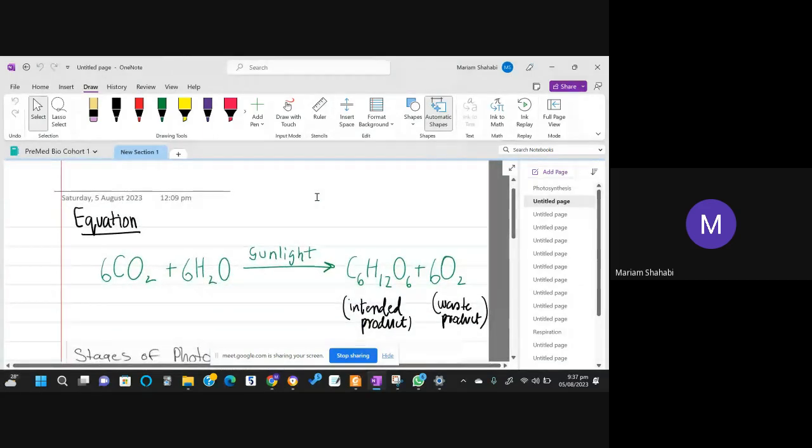This is the very basic equation of photosynthesis. You take carbon dioxide in, you take water in, you take sunlight, and then you convert the carbon dioxide and the water to glucose. Glucose is the food, the intended product, and you also get oxygen, which in this context is simply a waste product. The plant has no use for oxygen, it only needs glucose. So glucose, food.